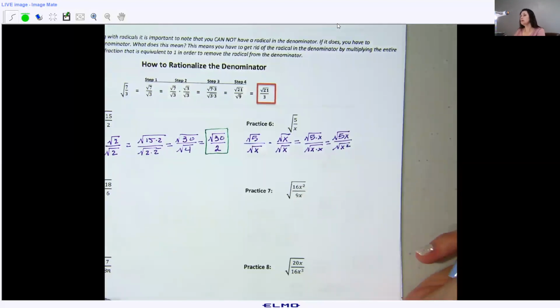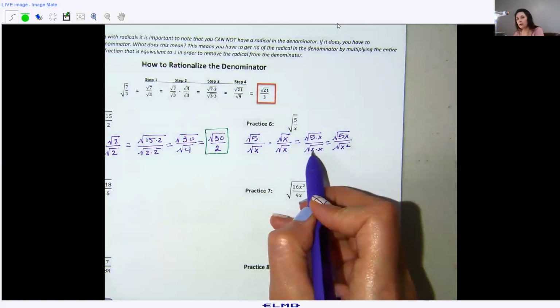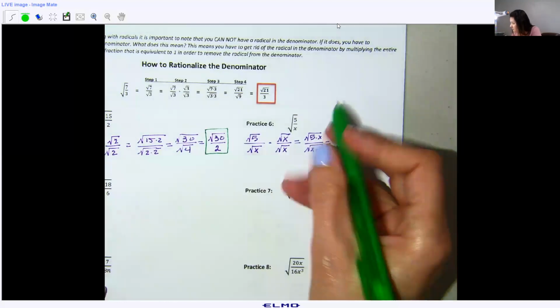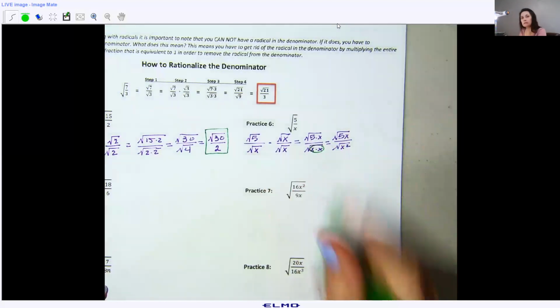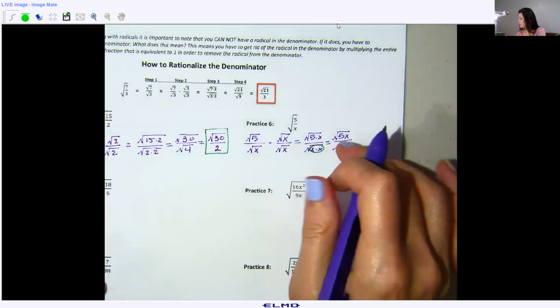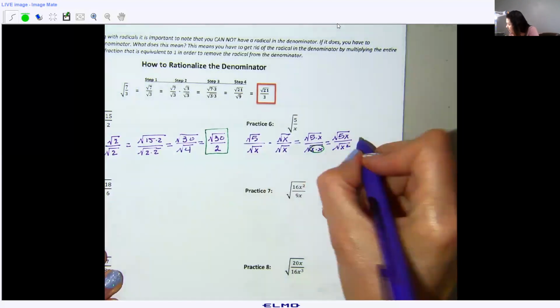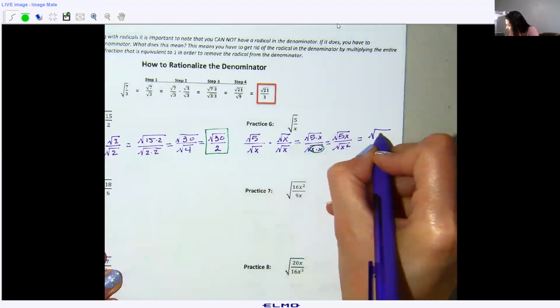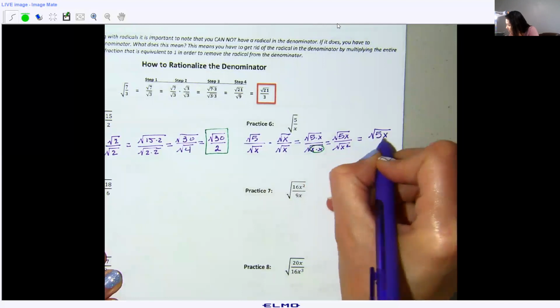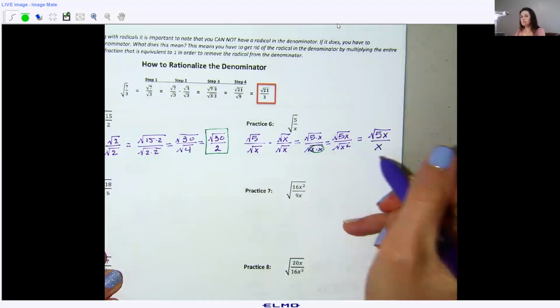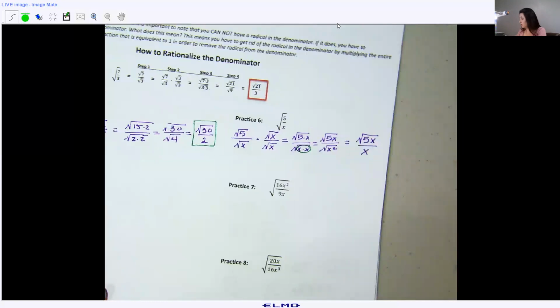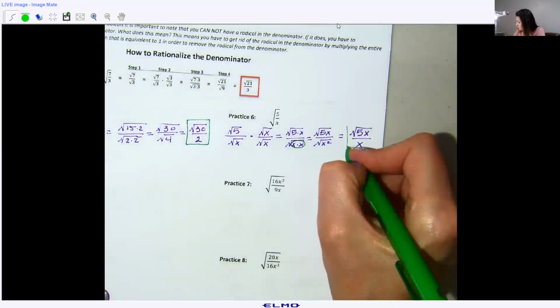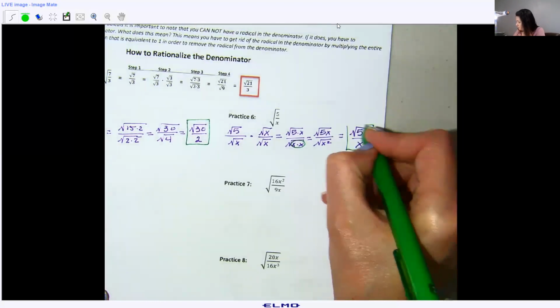Okay, so x squared, that's kind of different. Notice I have 2 x's here, and I can pull those out. I have a group of x's. I probably didn't even need to do that here. So my final answer is the square root of 5x over x. I no longer have a radical in my denominator, so this is the valid answer.